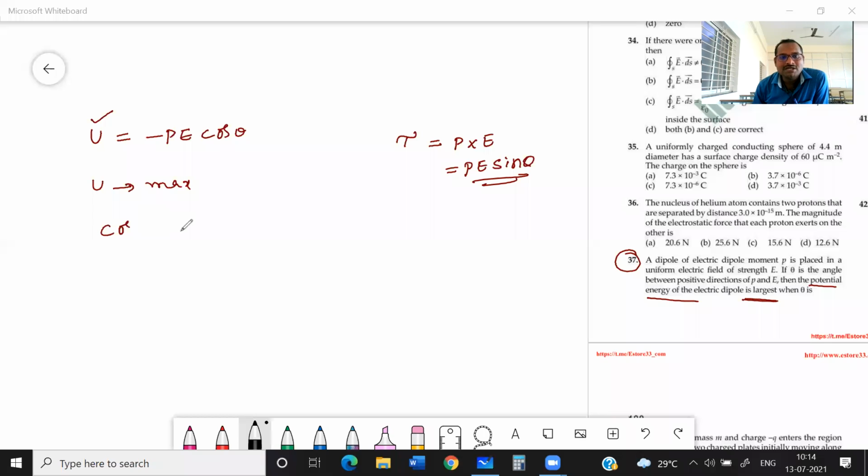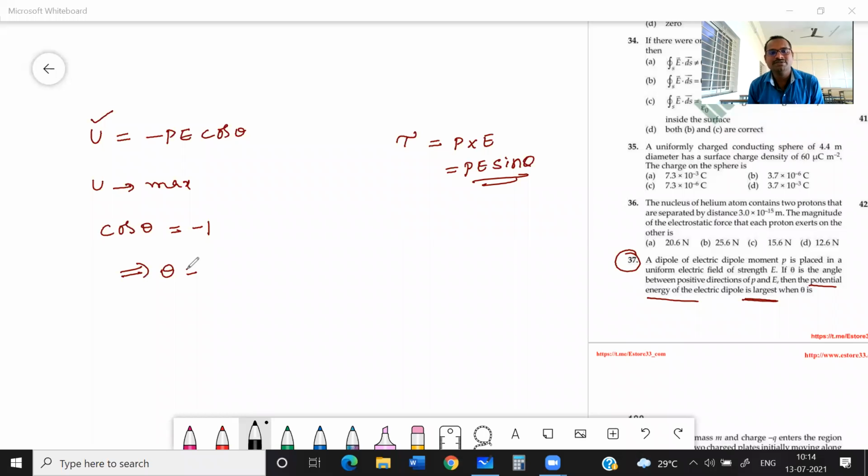Cos theta should be equal to minus 1. Then only you will get minus 1 into minus, you will get plus. Because the minimum and maximum value of cos is minus 1 to plus 1. If cos theta value is plus 1, then you will get potential energy negative. It is not maximum. If cos theta is minus 1, then you will get a positive value of potential energy. That is the maximum. Means cos theta should be equal to minus 1.